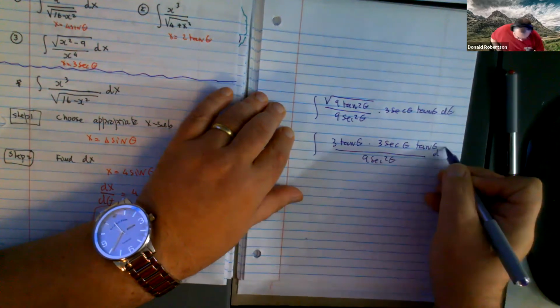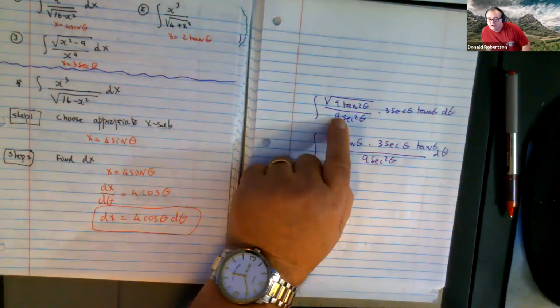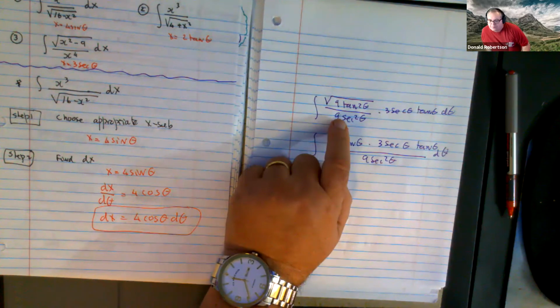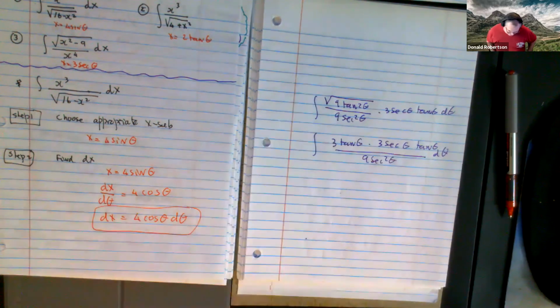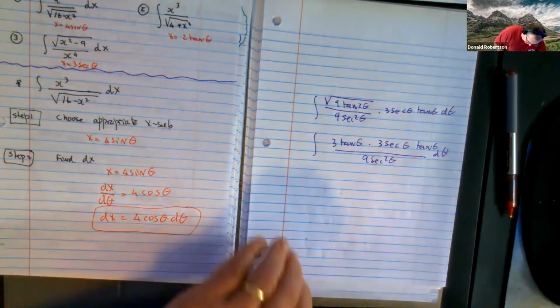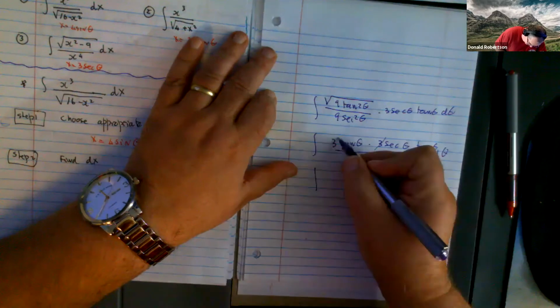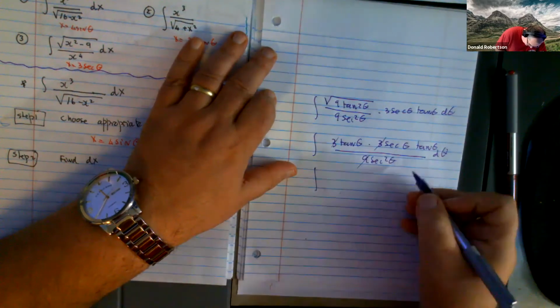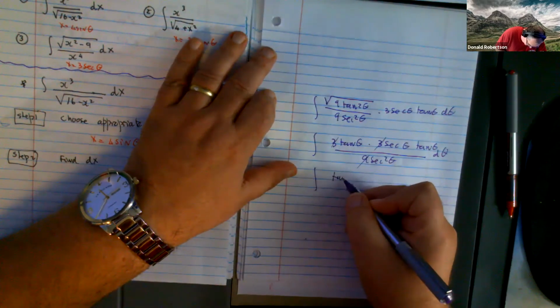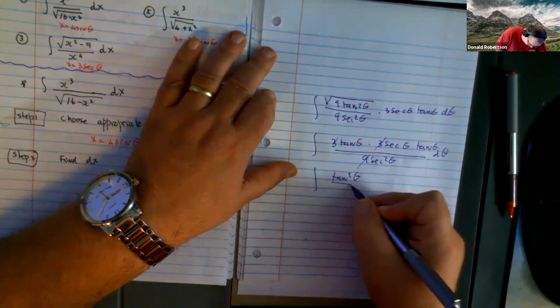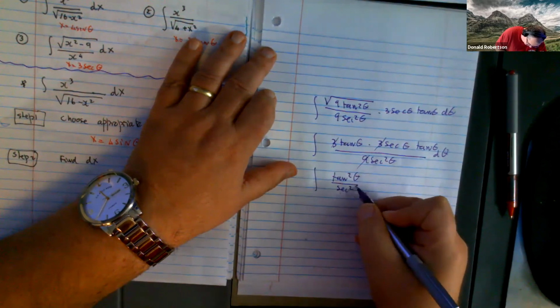You have to be very careful that you write the right question down, because not every combination is doable, and the one that I just gave you, I did not like the looks of it, and I'm pretty sure it wouldn't have worked. Now 3 and 3 is 9, and that cancels that, which is fine. And now I'm left with a tan squared theta over a secant squared theta d theta.